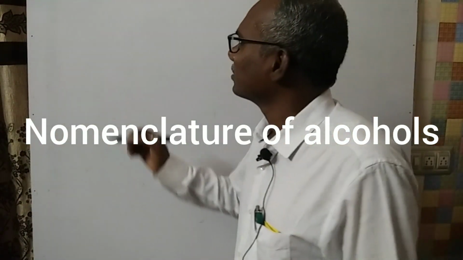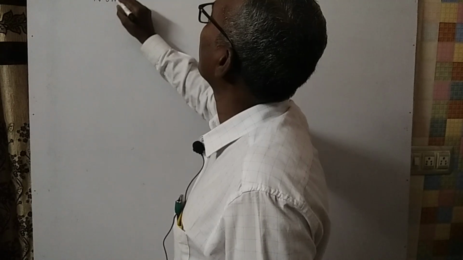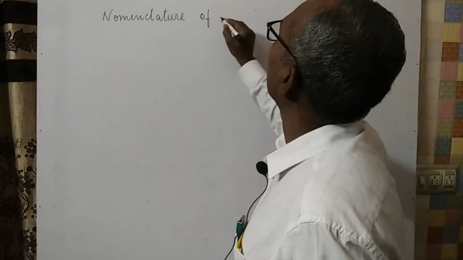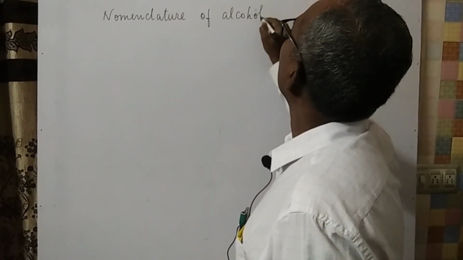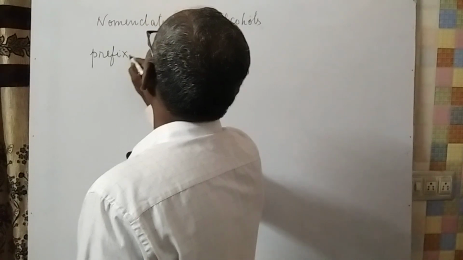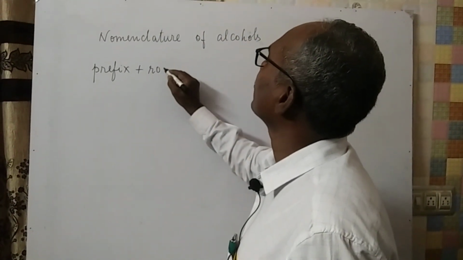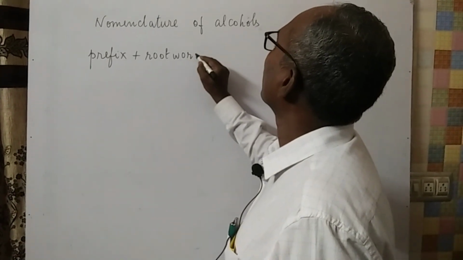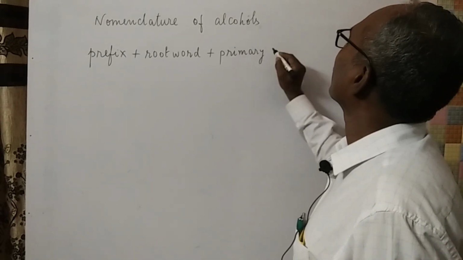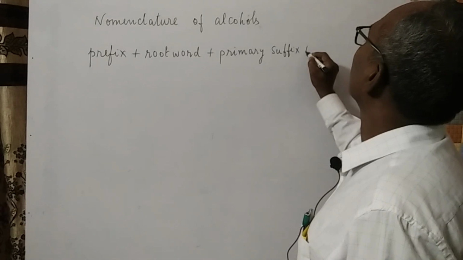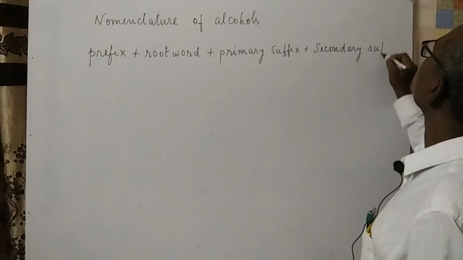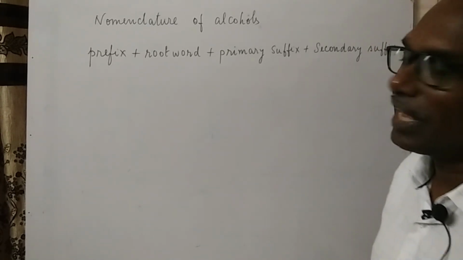So, nomenclature of alcohols. First prefix, then root word, then primary suffix, and finally secondary suffix. This is how an alcohol has to be named.